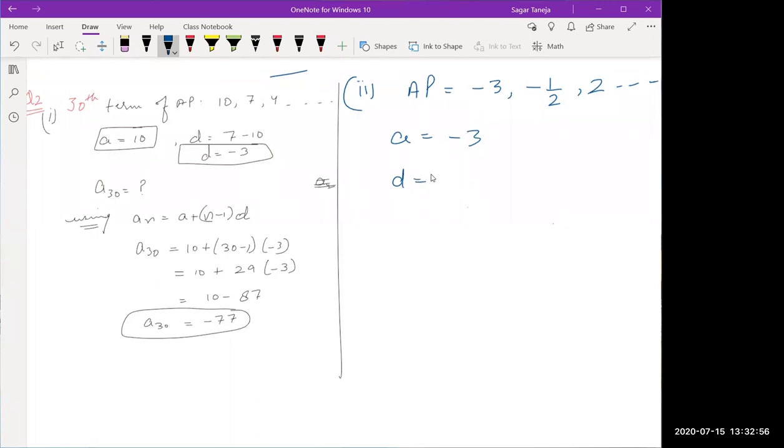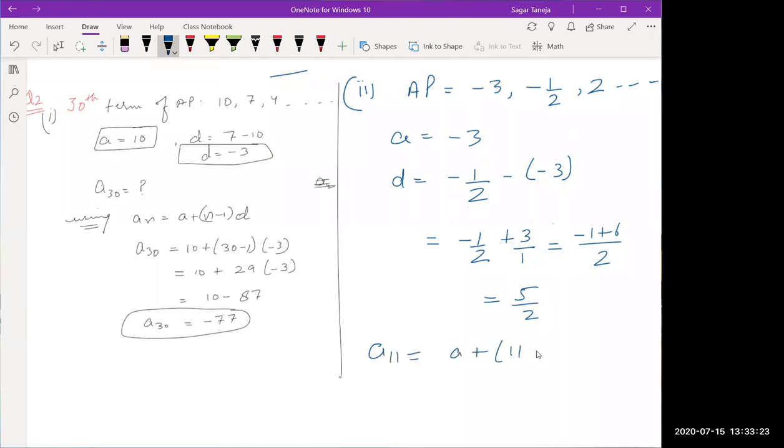So the first term is minus 3. So we can calculate d: minus 1 by 2 minus (minus 3), which is minus 1 by 2 plus 3. Take the LCM: minus 1 plus 6, and that is finally equal to 5 by 2. Is the common difference correct? 5 by 2. Then we can calculate the 11th term. The 11th term means a plus (11 minus 1) d. Or let me write the formula for you first.